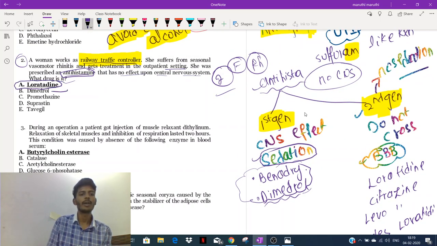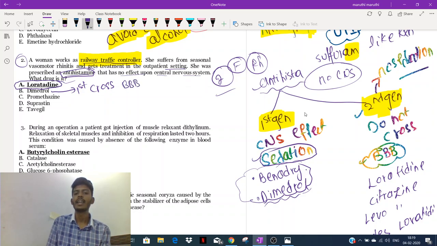Why not dimedrol? Dimedrol is a first generation antihistamine which crosses the blood-brain barrier. If it is crossing the blood-brain barrier, it will block the histamine H1 receptors which are present in the central nervous system, which will lead to what? Which will lead to sedation.